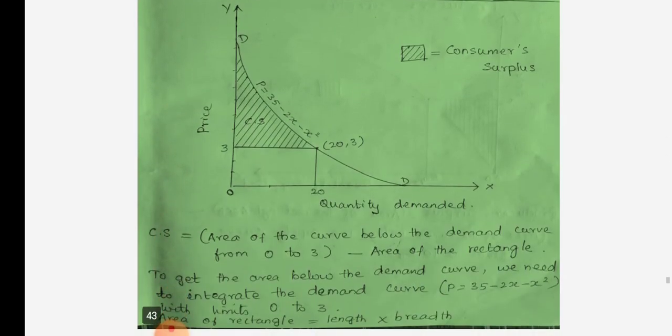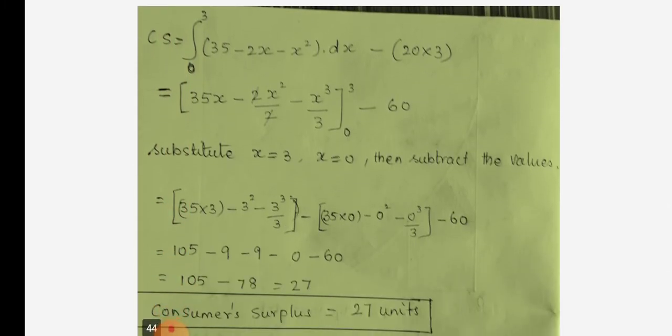Next, you need to draw this diagram and copy the content. Diagram is absolutely essential. However I have drawn here, you need to draw. You need not write to get the area below and all. Okay, just write the formula. CS is equal to area of the curve below the demand curve from 0 to 3 minus area of the rectangle. Okay, then go to this point.